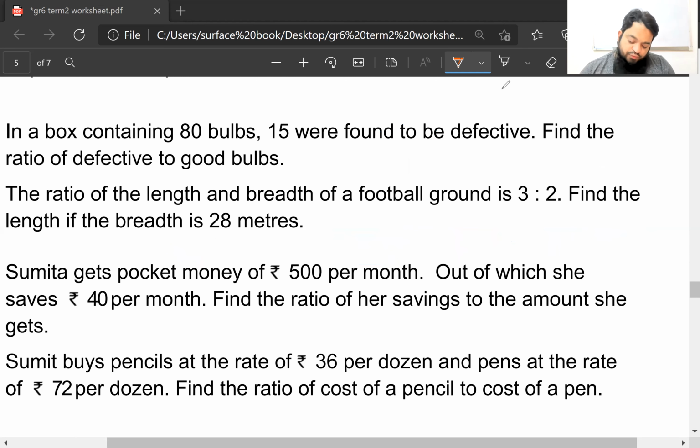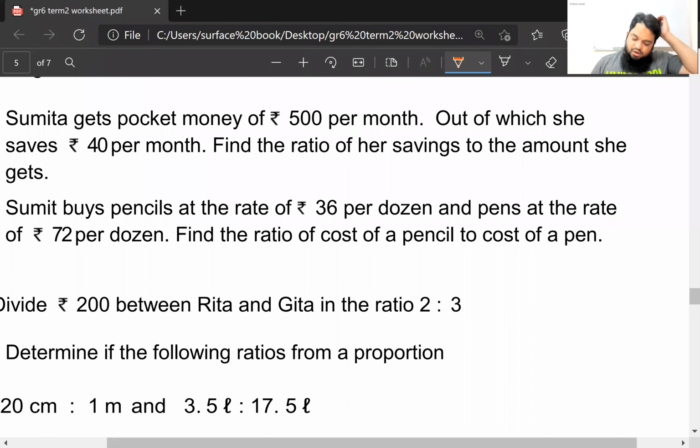Now, let us go for the next one. Sumita gets pocket money of rupees 500, out of which she saves 40 per month. Find the ratio of her savings to the amount she gets. Okay, so what is the money she is getting?